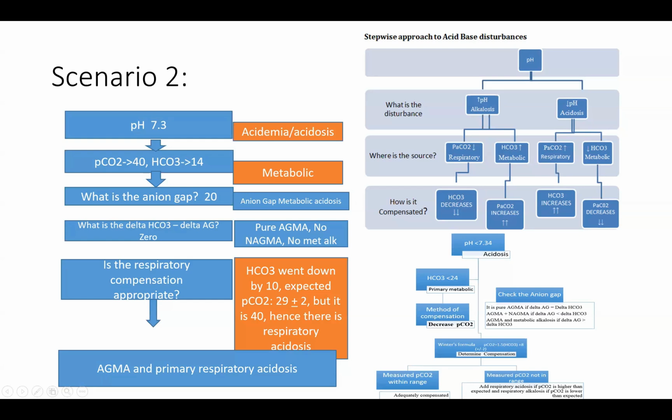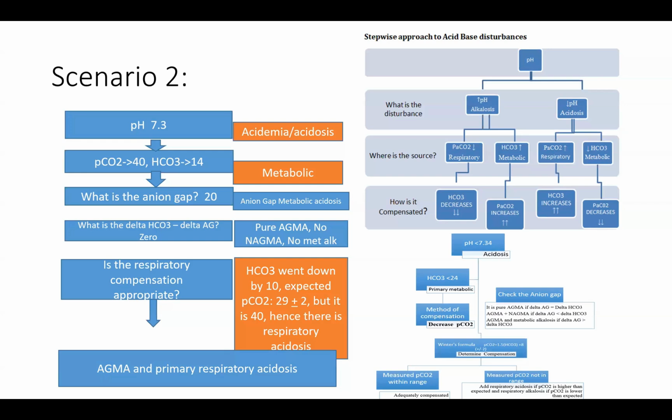Expected PCO2 by Winter's formula would have been 14 times 1.5, which is 21, plus 8 is 29, plus or minus 2. Or if you want to use the simpler way of Dr. Halperin, bicarbonate went down by 10, so you expect the PCO2 to go down by 10. So bicarbonate is 14, you expected the PCO2 to be 30, but it's 40. So that's why there is respiratory acidosis.